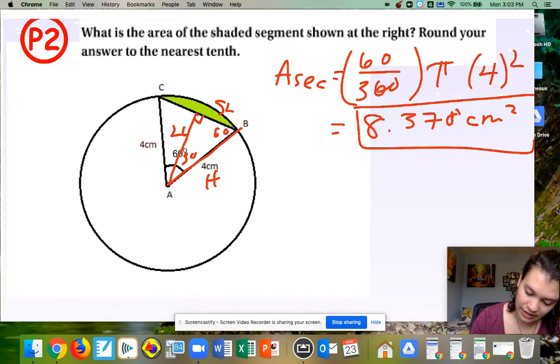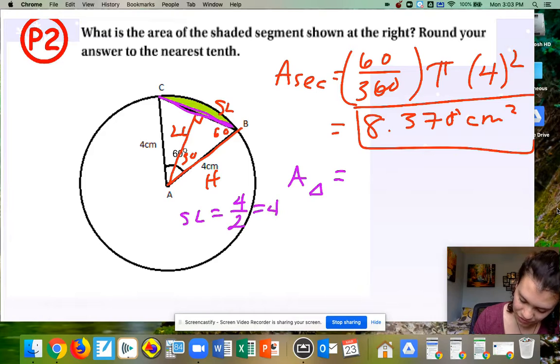Now we need the area of our triangle. So we need our base, which is right here. So we can find the short leg by doing the hypotenuse divided by 2, or 4 divided by 2 to get 2, which then makes this 2, which makes the whole length 4.